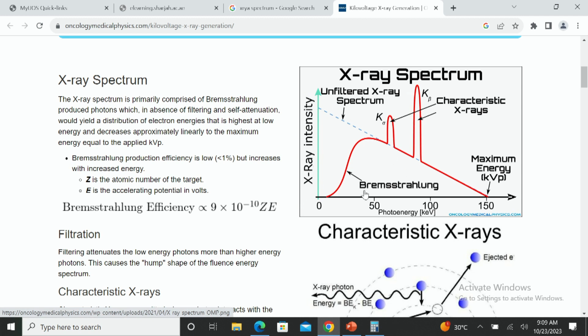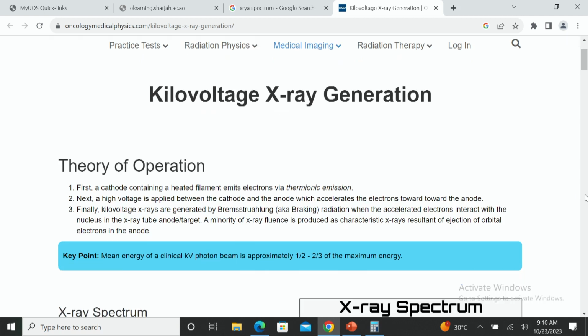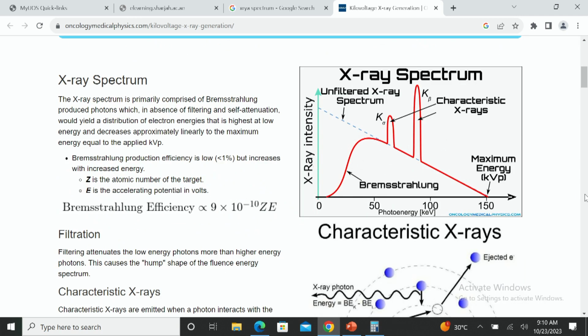This is maybe the best: the kilovolts X-ray generation, theory of operation. I don't know if you can find the same website, but this is important. Why is it important? Because it shows everything that we need to know. It starts from here, as I said, not zero, and this is simply the effect of filtration. Now, if there was no filtering, then this would be the unfiltered spectrum.